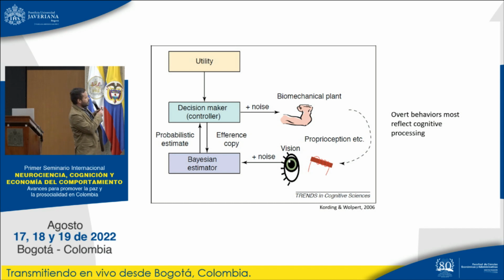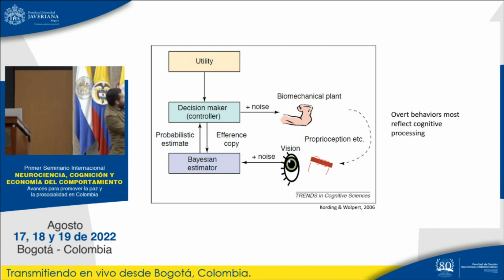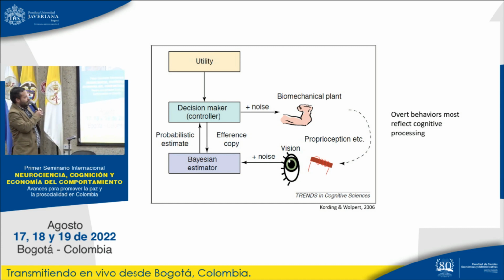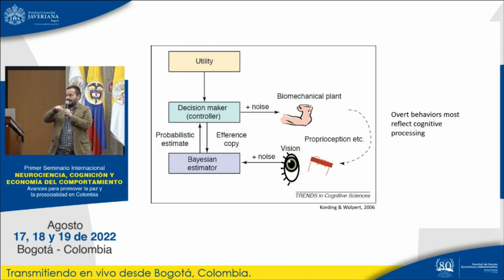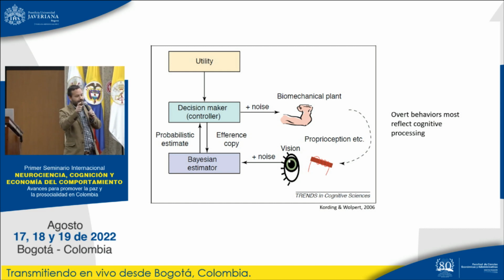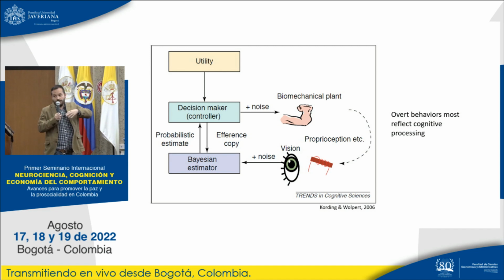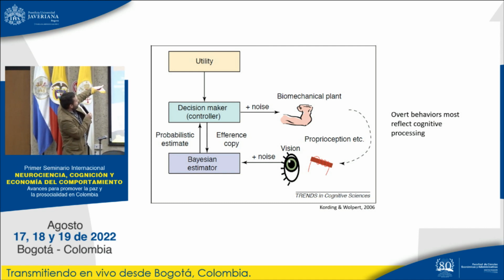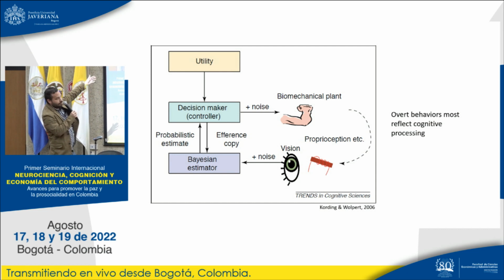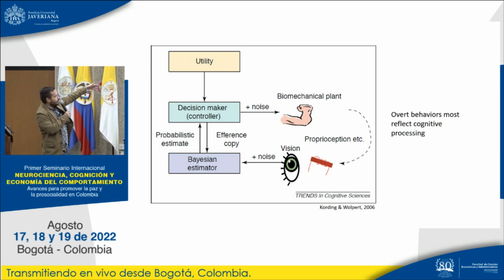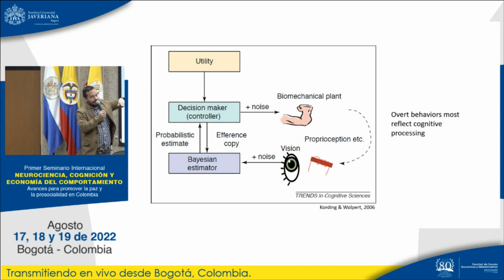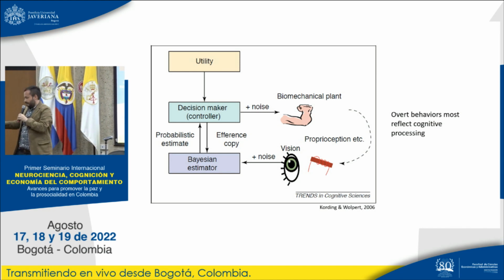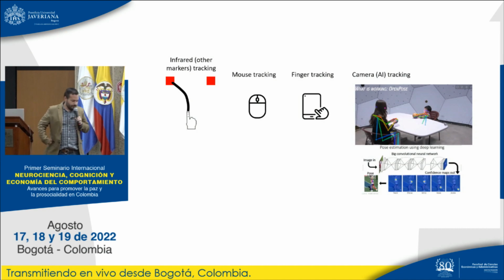This is the general model, more or less, of what happens inside the brain when we make a decision. At the end, what we see is the biomechanical plant, our movement. We're analyzing the motion with the tablets or with the mouse, but behind that motion, you see on the left, our brain somehow needs to assess the utility of objectives, and based on that, it makes a choice, and that's what we see in our motion or motor movement.